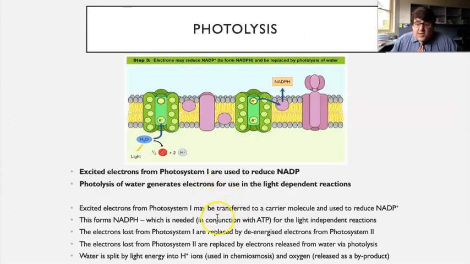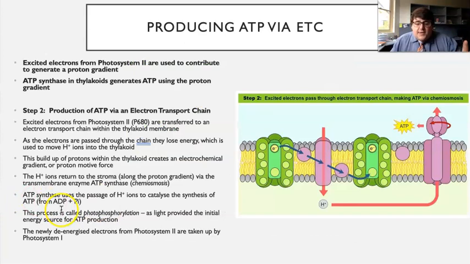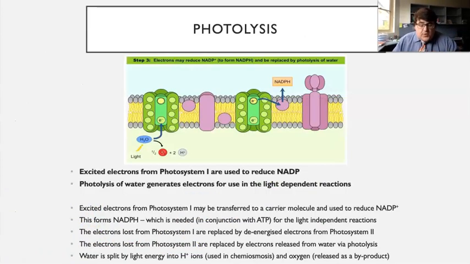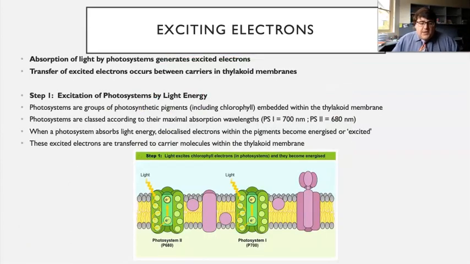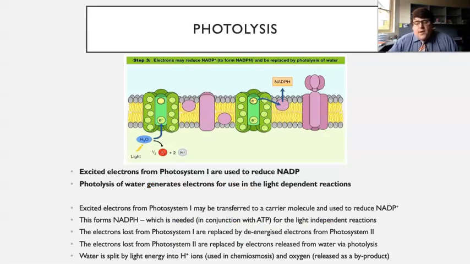So in step 3, we're going to start by talking about the excited electrons from photosystem 1. Now I know we finished the last slide by talking about the de-energized electrons from photosystem 2, and we will get back to those, but right now we know that they've been taken up by photosystem 1, but we're not going to talk about them right now. We're talking about the excited electrons from photosystem 1 that happened in step 1, the excitation of photosystems. Those excited electrons from photosystem 1 can be transferred to a carrier molecule, and we use that to reduce NADP+ into NADPH. Okay. We need NADPH along with ATP, which we created in step 2, for our light-independent reactions, which we're going to talk about in the next video.